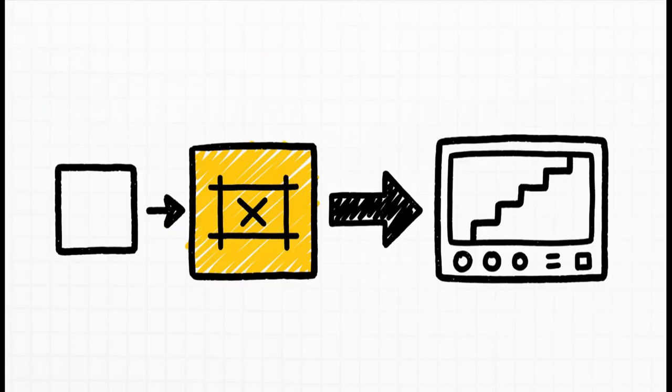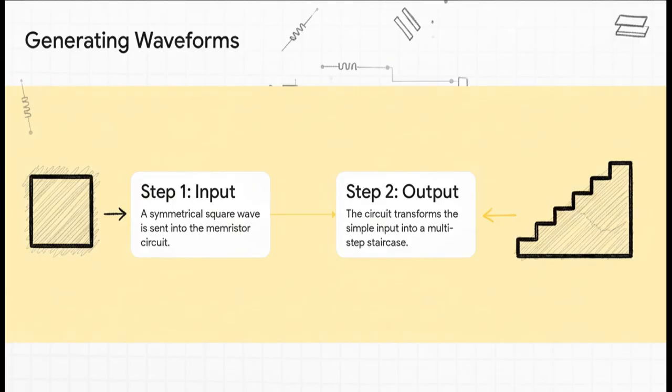And he didn't stop there. He also showed how powerful it could be for generating complex signals. For example, he designed a circuit that could create a perfect staircase waveform, which is a really useful signal in tools like oscilloscopes. So the big takeaway here is that with a Memristor, you could take a really simple input, like a basic square wave, and transform it into a much more complex and useful output. And that's something that was incredibly hard to do with just the 3 traditional components we had.